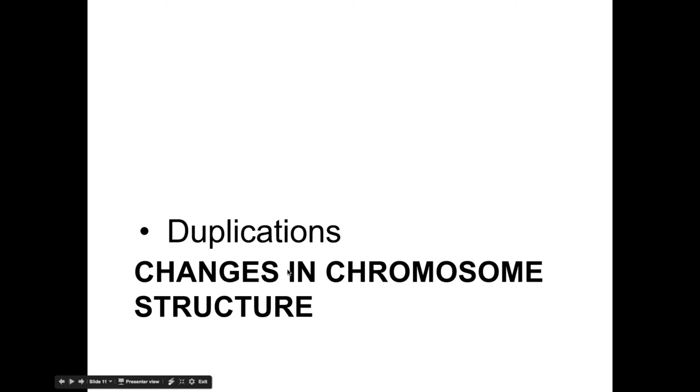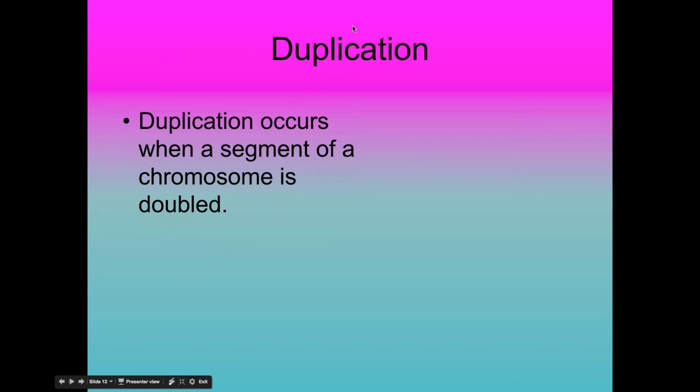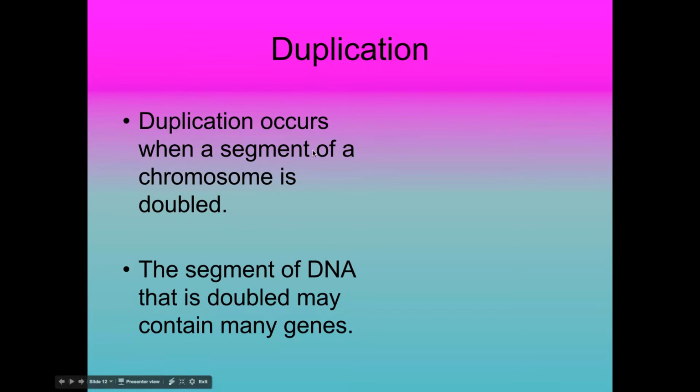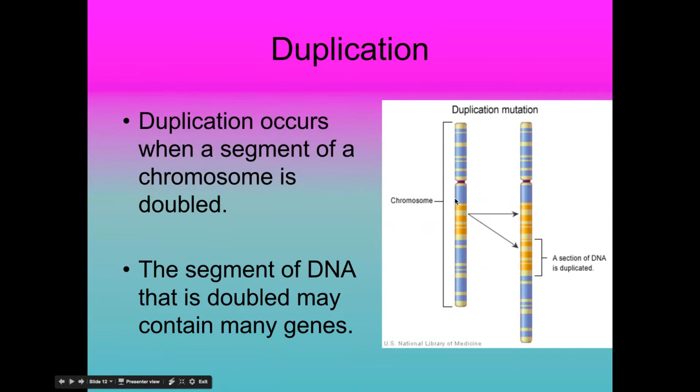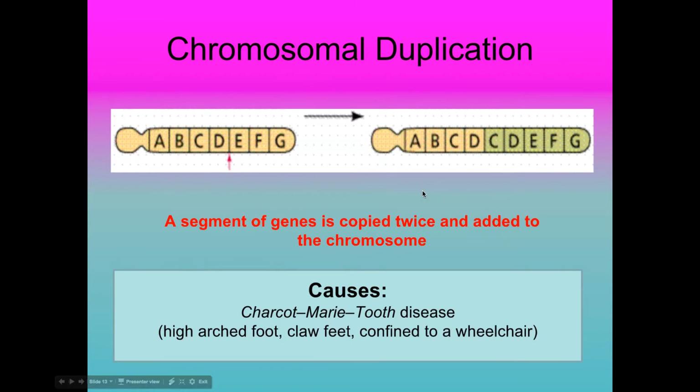The next kind of mutation that affects chromosome structure is called a duplication, which is exactly what it sounds like. A duplication occurs when a piece of DNA is doubled, right? So you might have several genes that get doubled. You can see here in this diagram, we've doubled this yellow portion of the DNA, so it's there twice. And you can see here I've done it again with the letters A, B, C, D, E, F, and G. Well, let's say we just copy C and D: A, B, C, D, C, D, E, F, and G.